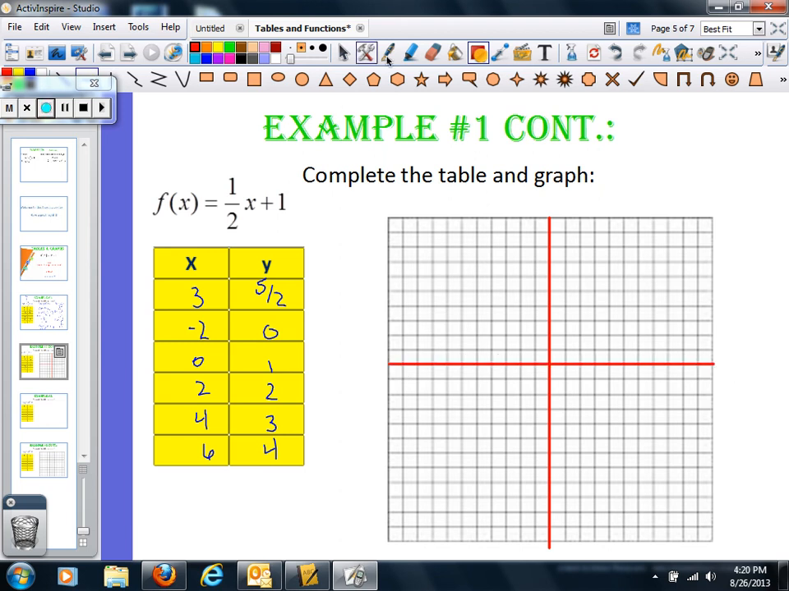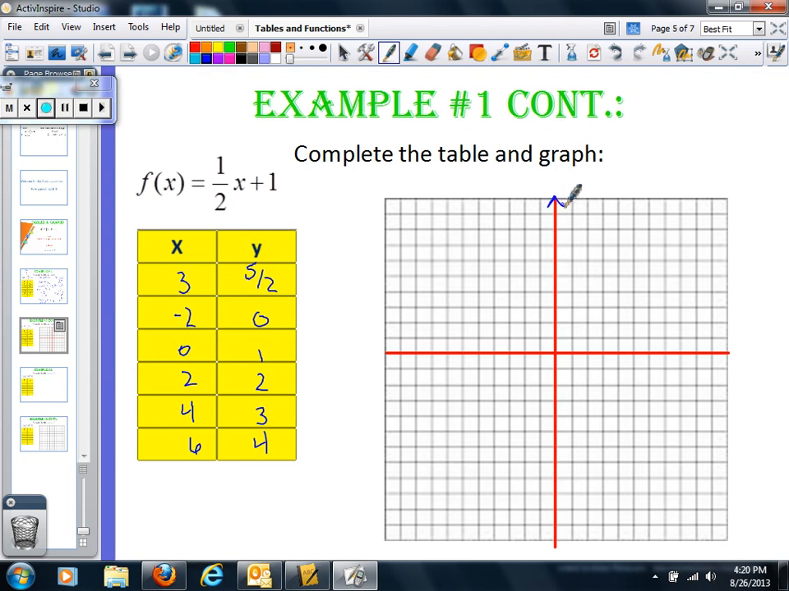There we go. And go ahead and put the arrows on it. And now you're just going to plot your points. So we're not going to plot 3, but I will plot 0 and -2 right here. And this should be called a what? The point where the graph crosses the y-axis is the y-intercept.